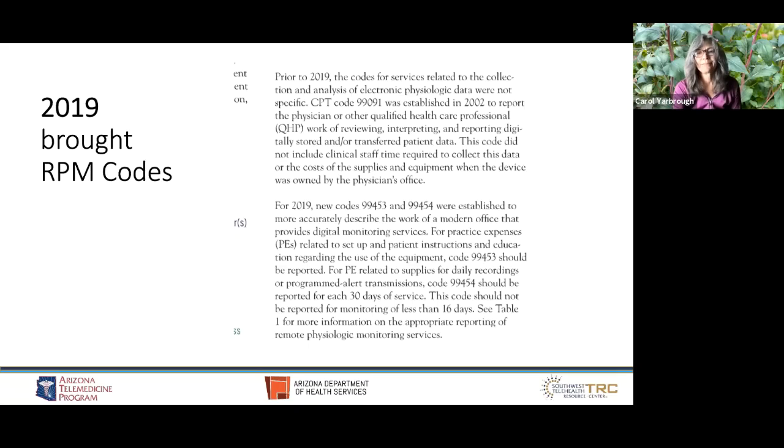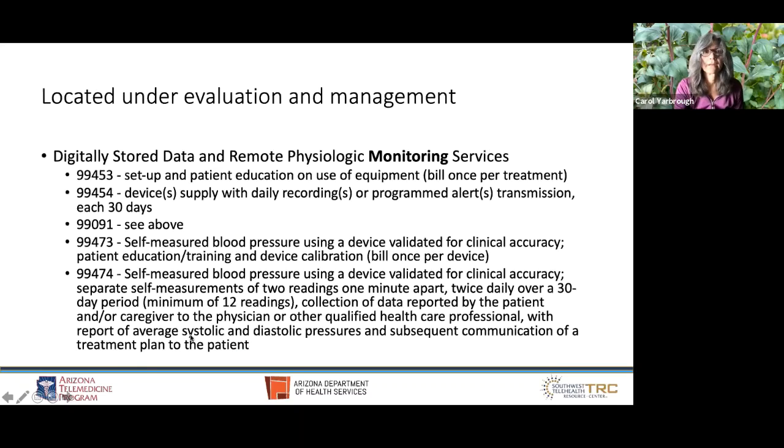Okay, so those 2 codes seem kind of okay, but these are still in the E&M section of the code book. These have to be done by a QHP in 2019. So it's called a monitoring service. These are the definitions I pulled from CPT, from the AMA, patent and copyright disclosure being made right now. So it's digitally stored data and remote physiologic monitoring. So this is all just monitoring again. These are the codes that are there under E&M.